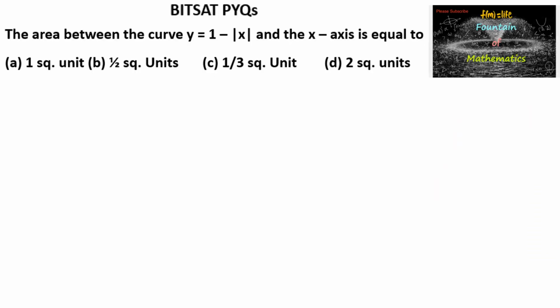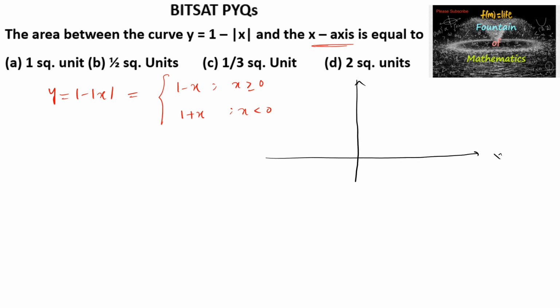The area between the curve y is equal to 1 minus mod x and the x-axis is equal to. So 1 minus mod x we can write 1 minus x when x is positive and 1 plus x when x is negative. So we can see the graph. 1 minus x means when x is equal to 0 it is 1 unit, and when x is equal to 1 you will get 0. So we will be getting the line for x is greater than or equals to 0.